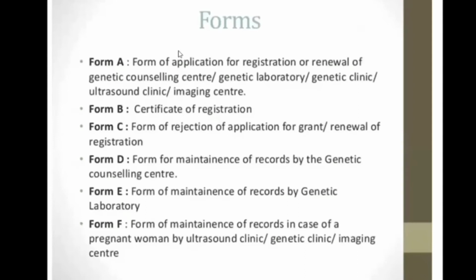So these are the forms that you should know. The first one is Form A. It is basically an application for any registration. It can be for anything, like a counseling center or a laboratory. It is not like you are going to do it only for an ultrasound center or a clinic. It is basically an application form for registration or for the renewal process.